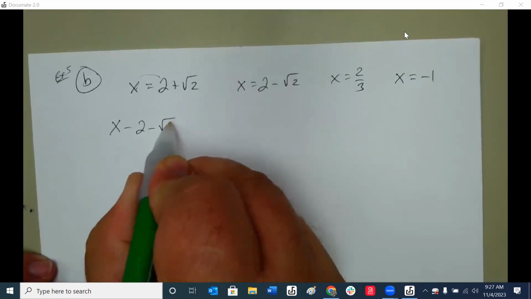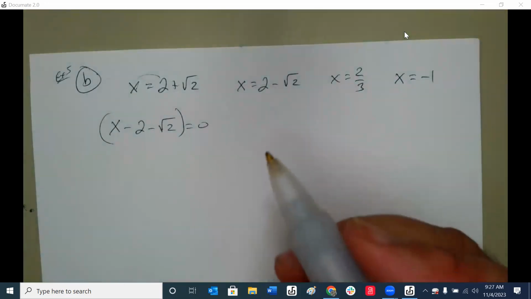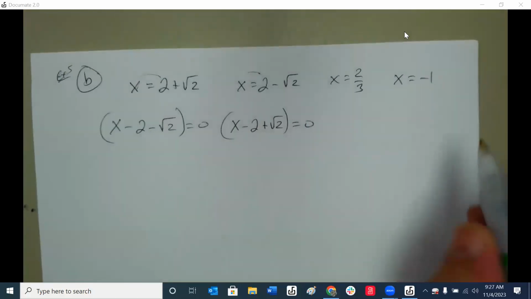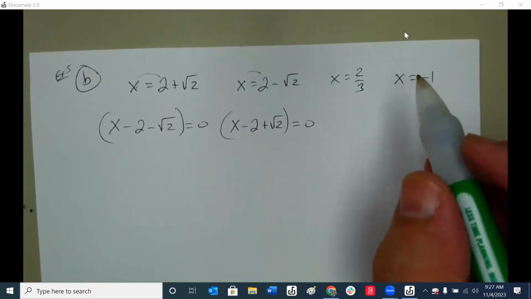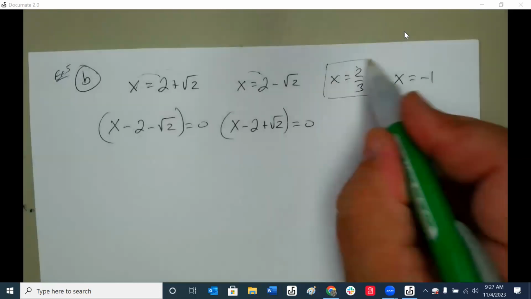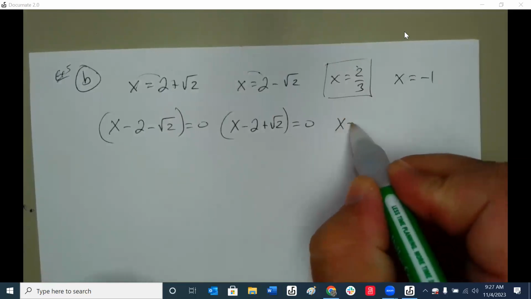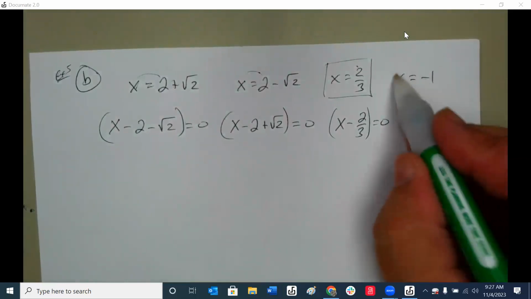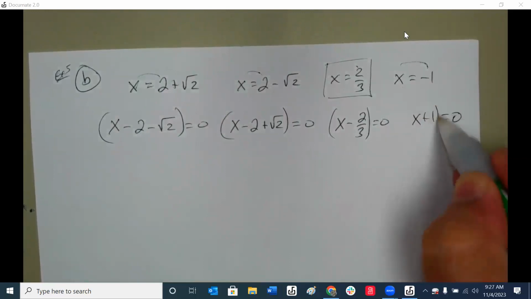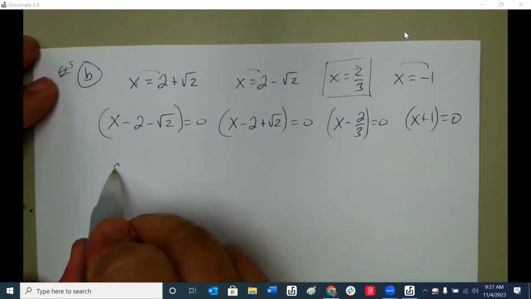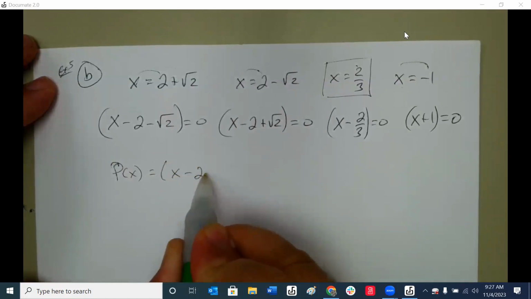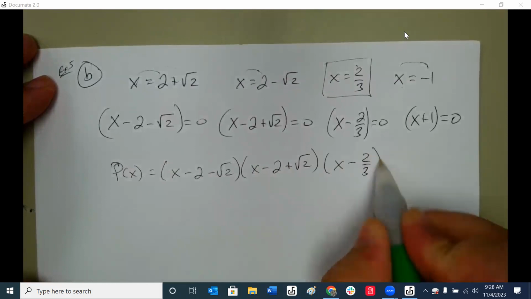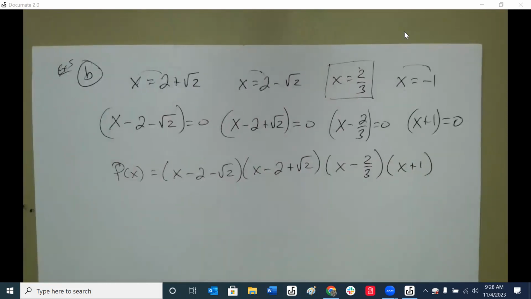So x minus 2 minus radical 2 equals 0. X minus 2 plus radical 2 equals 0. There's another one. This one here is tricky because there's two ways you can do it. One, you could just move it over like that. And this last one is going to be x plus 1 equals 0. So your polynomial is made up of these zeros. Those are the linear factors.